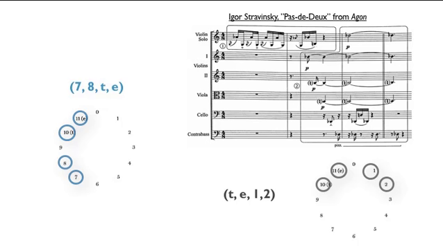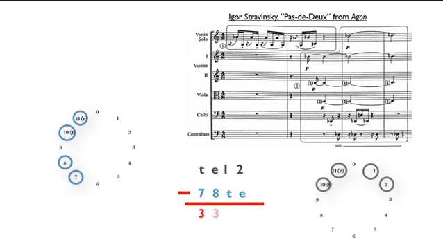To check if these sets are related by transposition and to discover the interval of transposition used to move from the first set to the second, we will subtract the integers of the first set from the second set. Assuming these sets are indeed related by transposition and we have done our math correctly, the difference between each integer should be the same. This will also be our interval of transposition. Here, that interval is 3 semitones, and we use the label T3 to show this.